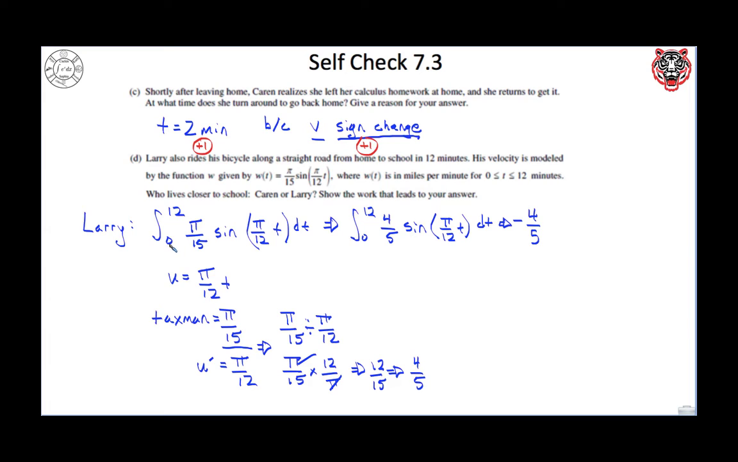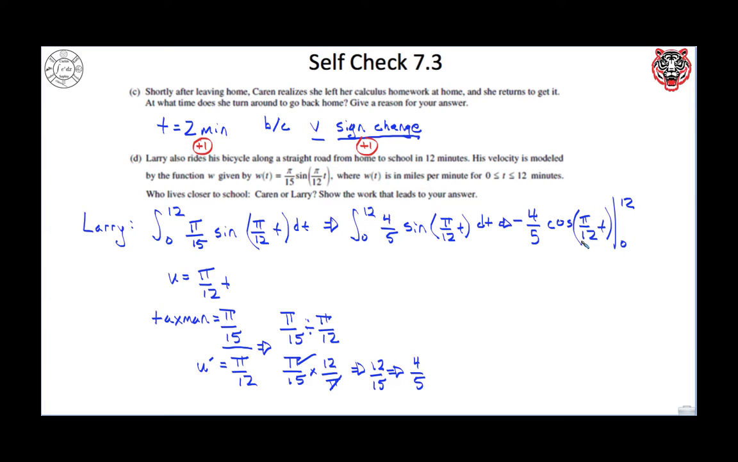Total position change between 0 and 12 is the integral between 0 and 12. So it's going to be negative 4/5 cosine of pi over 12 t, evaluated between 0 and 12.